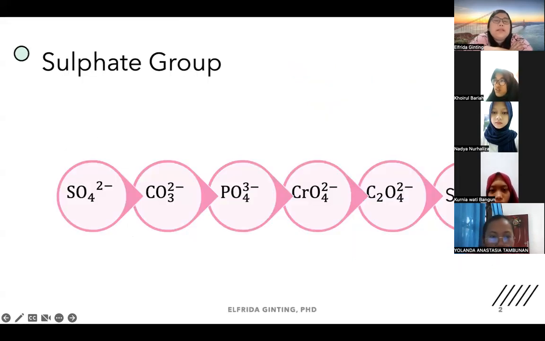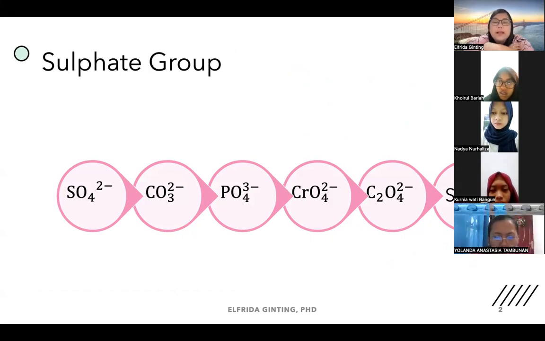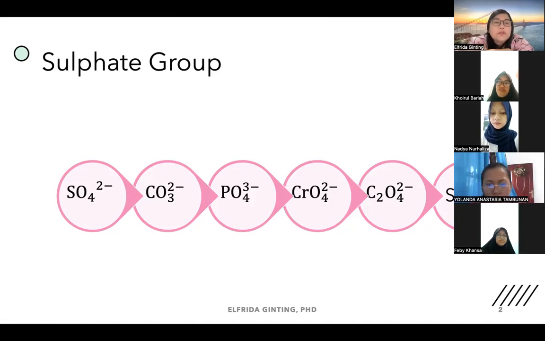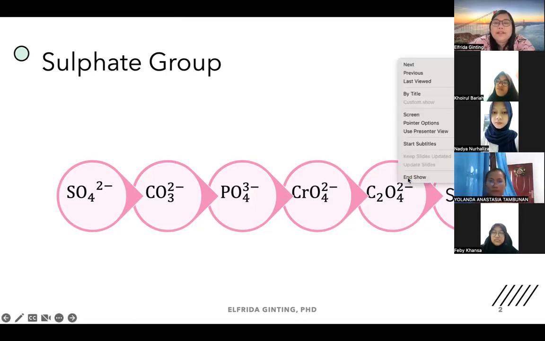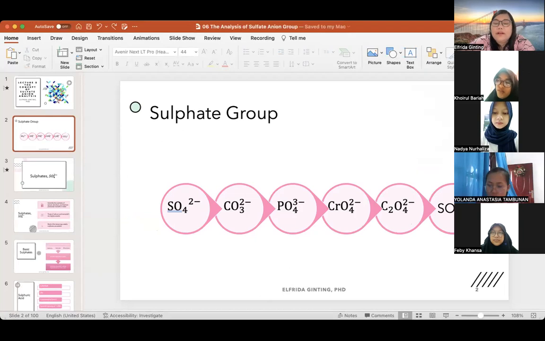Okay, now you can see here there are 6 anions that are categorized as the sulfate group. That is sulfate, carbonate, phosphate, chromate, oxalate. Oxalate, this is oxalat in Indonesian. Oxalate, and then sulfate. Now, all these 6 are categorized under the sulfate group.